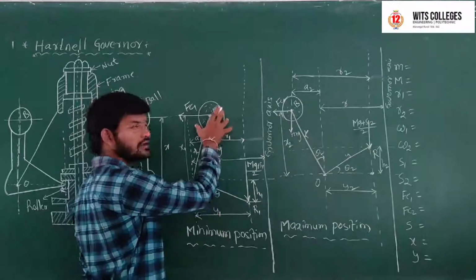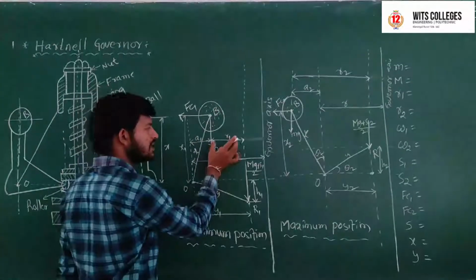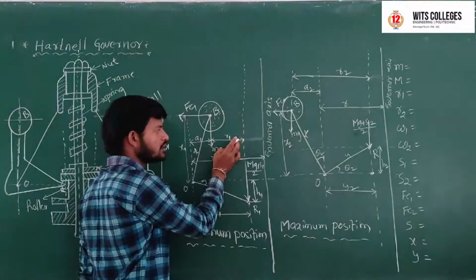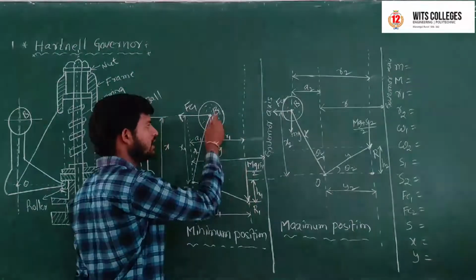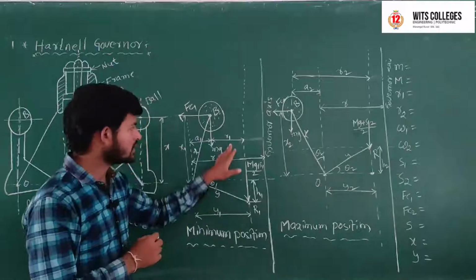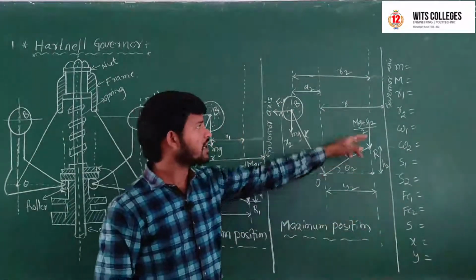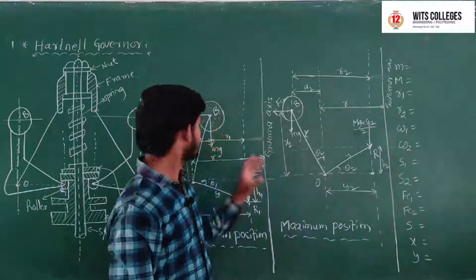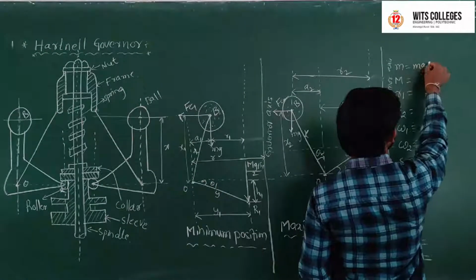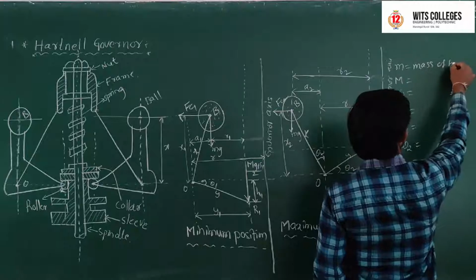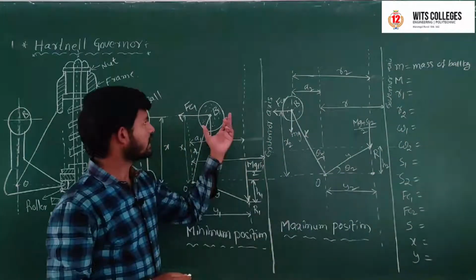The weight of the ball will be m into g. This r1 is the distance from the roller axis to the center of the ball. This is the total abbreviation of the Hartnell governor. Small m is the mass of the ball in kg.